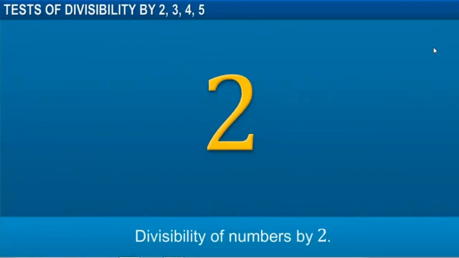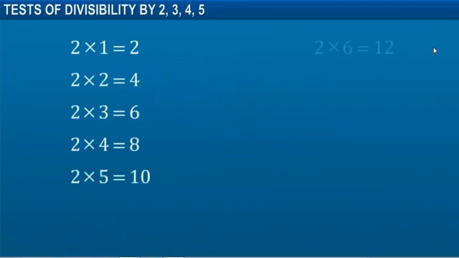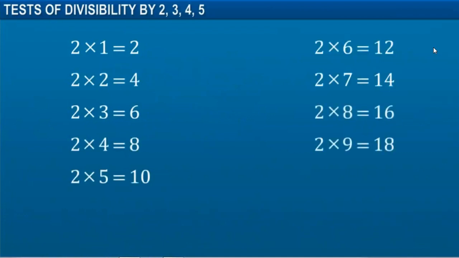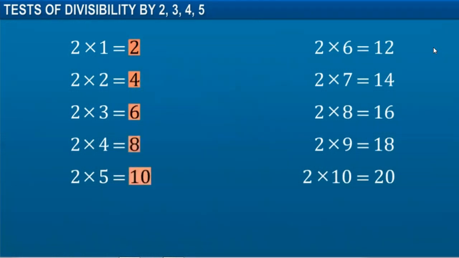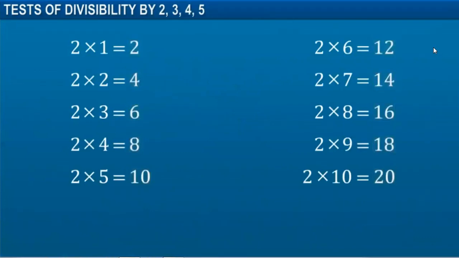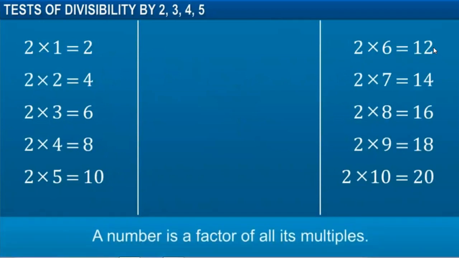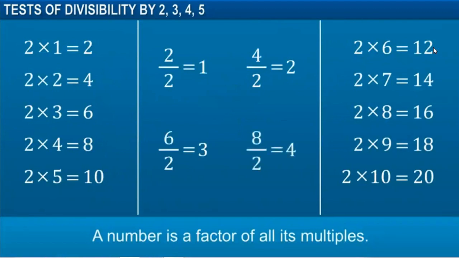First, we will look at the multiplication table of 2. The highlighted numbers 2, 4, 6, 8, 10, and 12, and so on, are all multiples of 2. A number is a factor of all its multiples. Thus, all the multiples of 2 are divisible by 2.